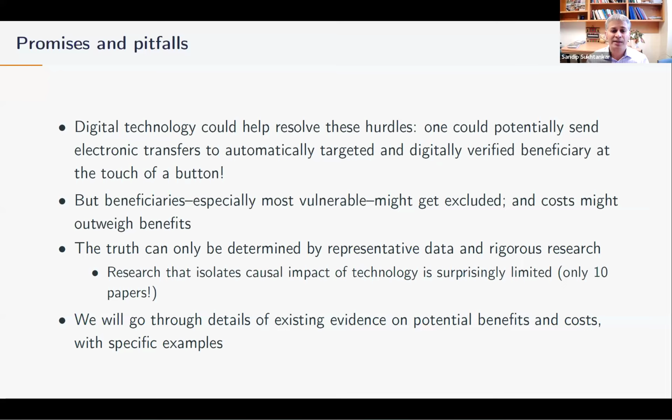Okay, so what we're going to do in the rest of the lecture is go through the details of what evidence we have. It's limited, but it's very good, on the potential benefits and costs, and then through specific examples with some case studies that will make this interesting from various different parts of the world. And then I'll open it up for Q&A at the end.